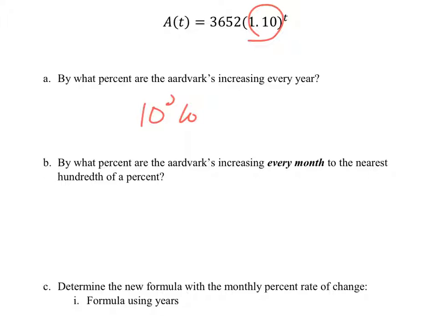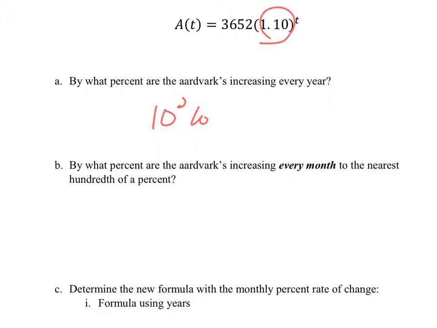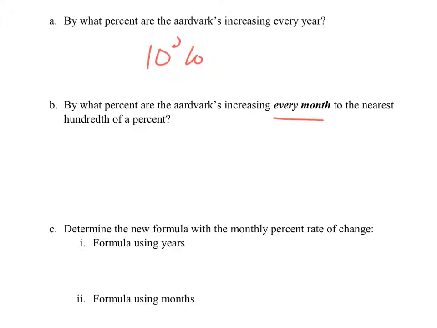By what percent are the aardvarks increasing every month? So this is a year. This formula right here that I'm showing is showing yearly, so t is years. Now they want to know, how's it changing every month? How many aardvarks are we going to gain every month? And this works with losing also, and you take it from there.